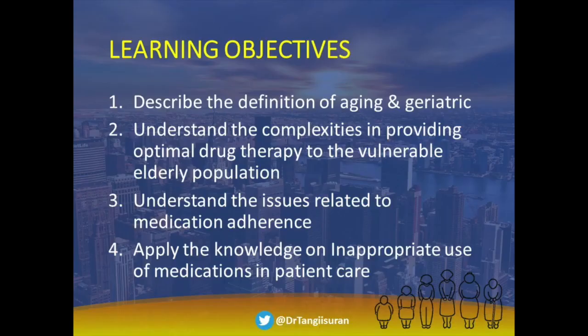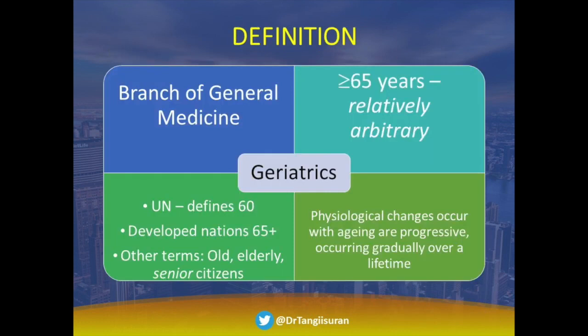Let us look into the objective of this lecture. I hope by the end of this lecture, you will be able to describe the definition of aging and geriatrics, followed by understanding the complexity in providing optimal drug therapy to the special older population. Thirdly, we are going to understand the issue related to the medicines, particularly on the medication adherence. The last objective is to apply the knowledge on inappropriate use of medication in patient care. Let us dive into the first objective.